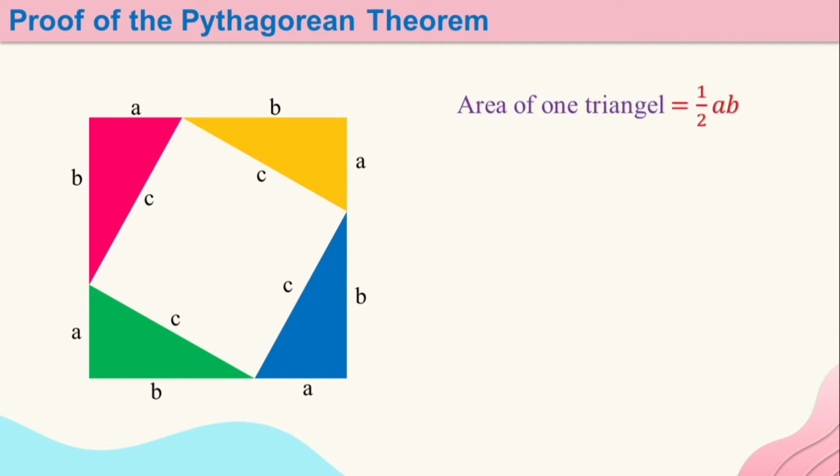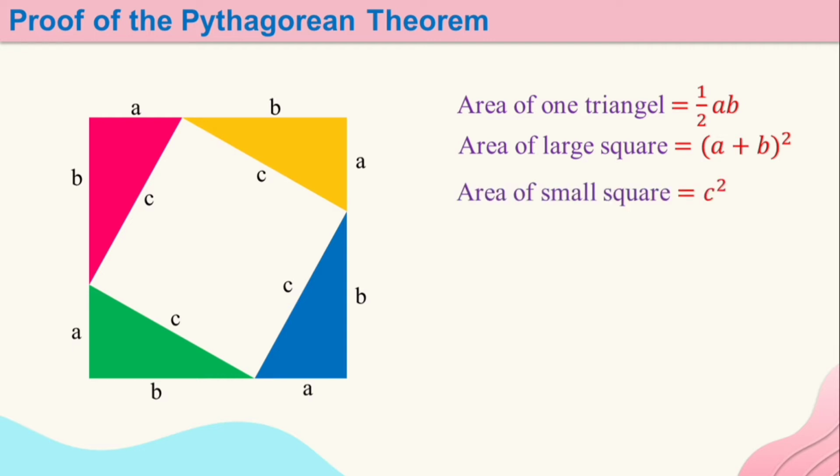We know that the area of one of the triangles will be 1/2 base times height, or 1/2 A times B. The area of the larger square will be the side's length squared, or A plus B in brackets squared. And the small square will have an area of C squared. Now let's set up a relationship between these areas.